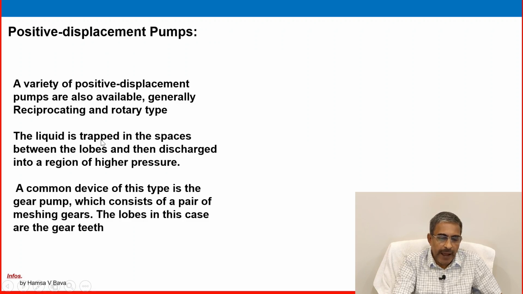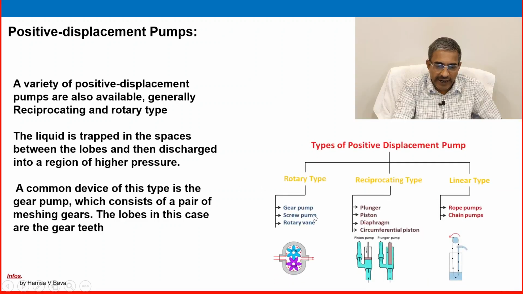The liquid is trapped in the spaces between the lobes and discharged into a region of higher pressure. Here is the rotary type of positive displacement. A common device of this type is the gear pump, which consists of a pair of meshing gears. The lobes in this case are gear teeth. Here is one example of a gear pump, screw pump, rotary vane, etc.